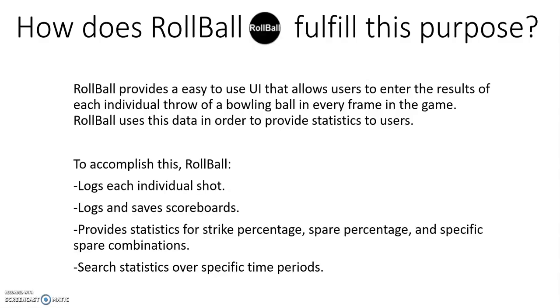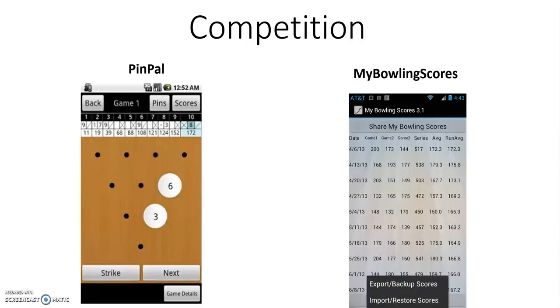And one feature that this also has is it allows users to search these statistics over certain periods of time, so users can see if they've made an improvement over a certain period of time, if they've gotten worse at a certain shot, and it just gives flexibility in choosing to see which data they're interested in.